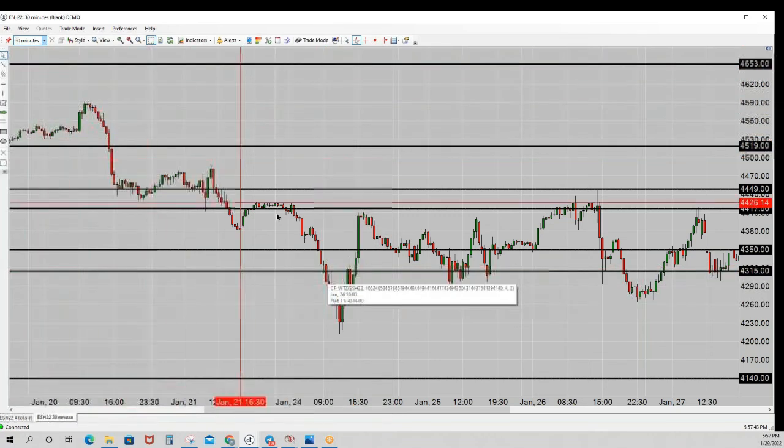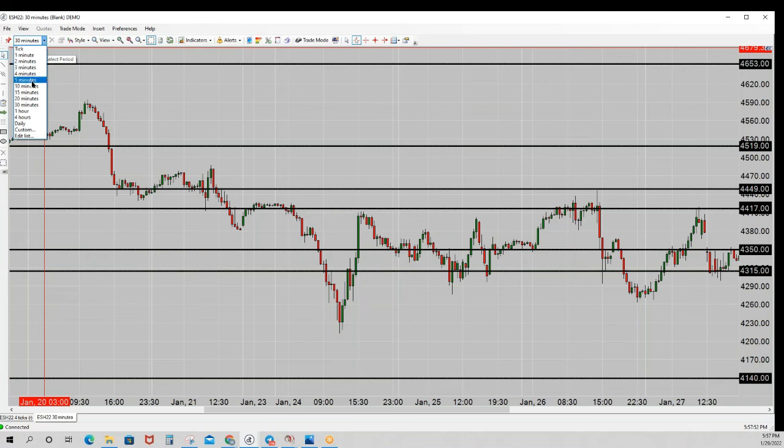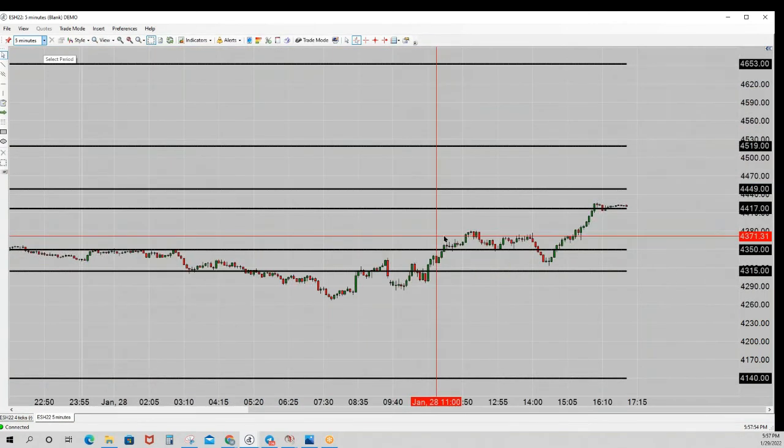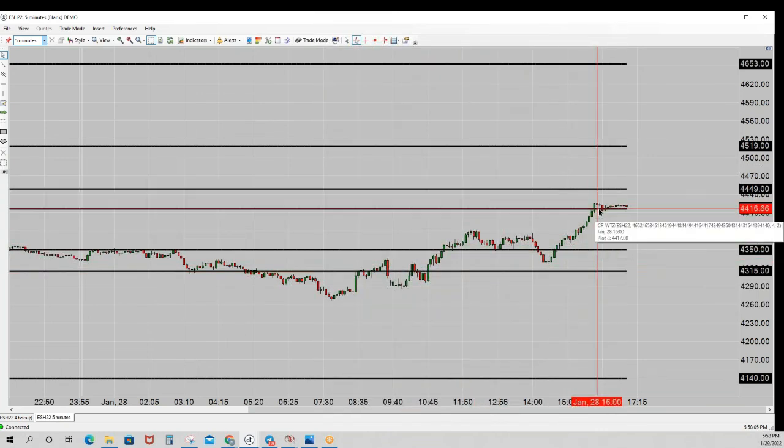Now this is a 30-minute chart, so each one of these bars is for 30 minutes. But you could change this to whatever you want, a 5-minute chart, and the weekly trading zones are still the same. They still apply the same way. They act the same way. Price is going to go to them and normally consolidate. It's just something that you can use in your trading.